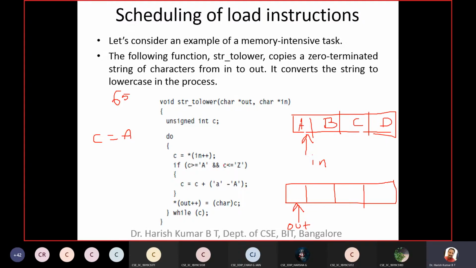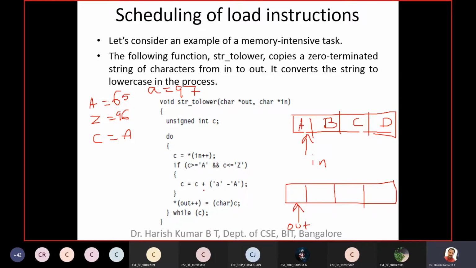And c is less than or equal to uppercase Z. The uppercase Z ASCII value is 96. So these ASCII values you have to remember. And for lowercase a, it is 97. Now you're checking whether it is greater than or equal to A and less than or equal to Z. What does it mean? It is an uppercase letter.